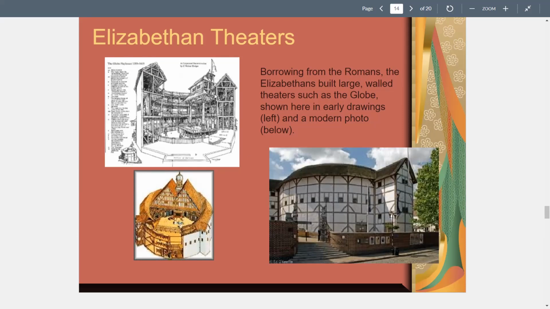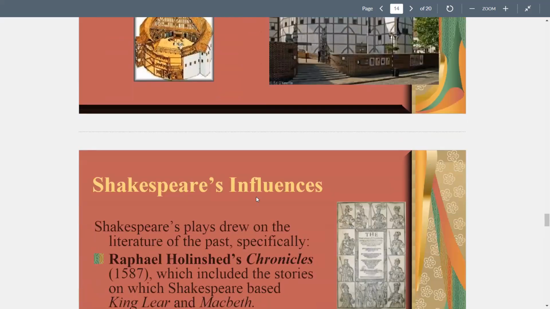So as you can see, based on the drawings, it was circular and walled. You still had the stage towards one end, but you had kind of three-quarter around where people could see, very much again like modern theaters would be.